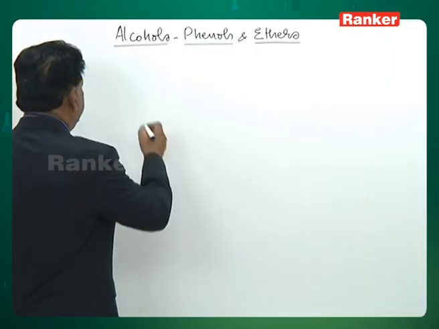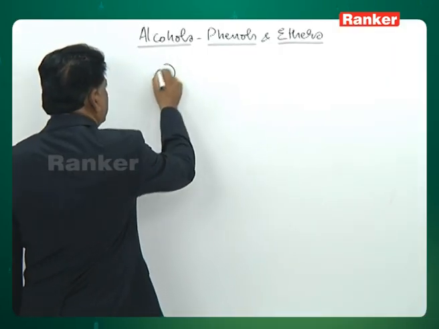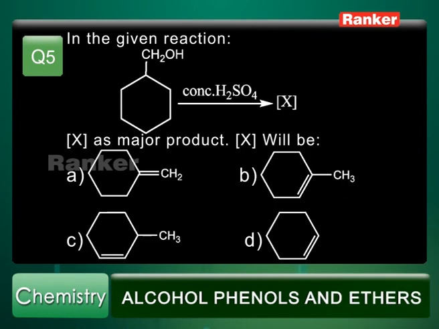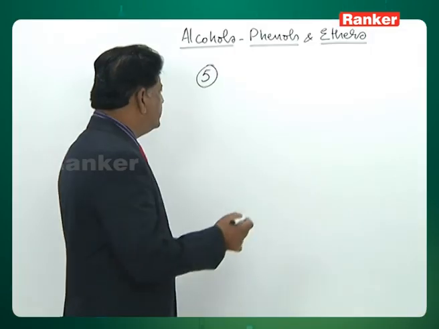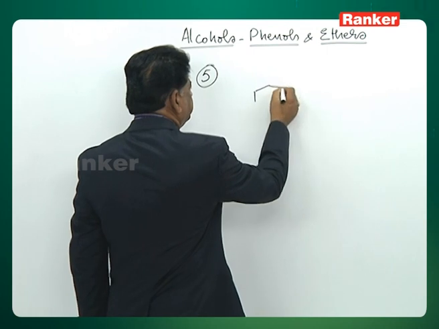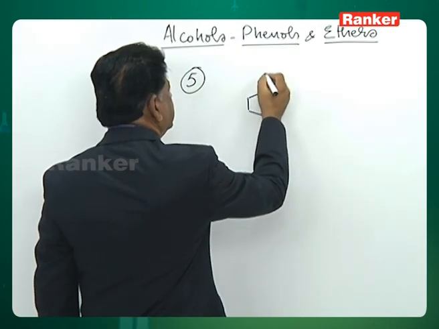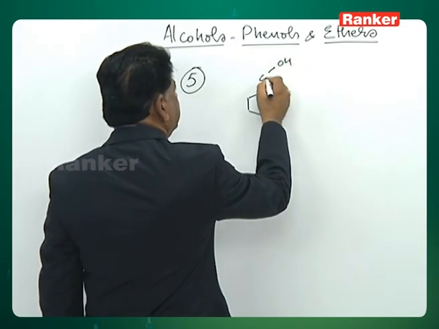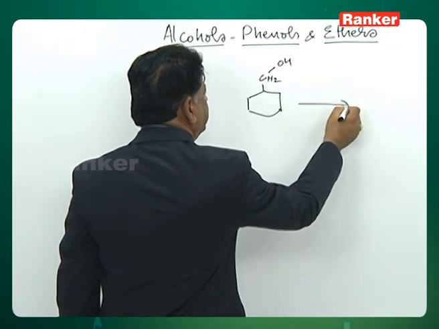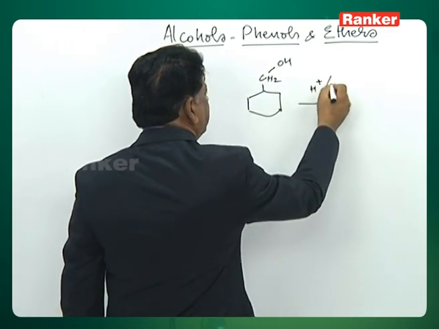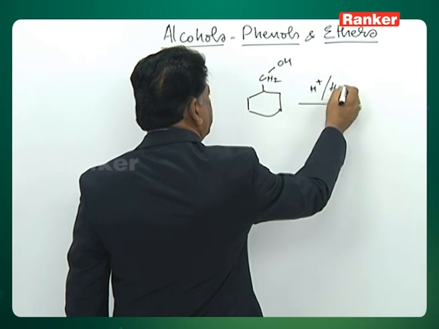So let's go for the fifth question. In this question, a cyclohexane containing a CH2OH is treated with concentrated sulfuric acid, and heating probably must also be there, and then this undergoes a dehydration process. First protonation takes place. A CH2OH is there. This CH2OH reacts with the H plus in the presence of sulfuric acid, which is the catalyst here.